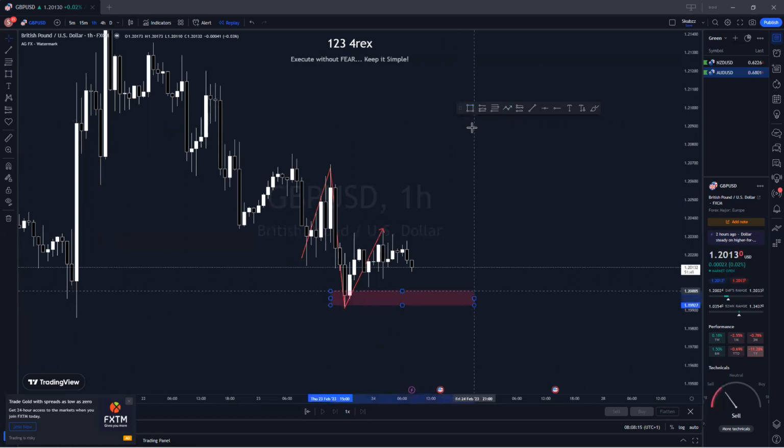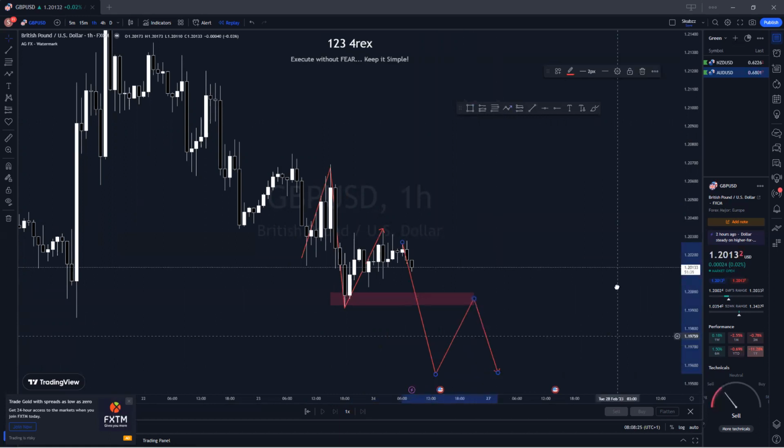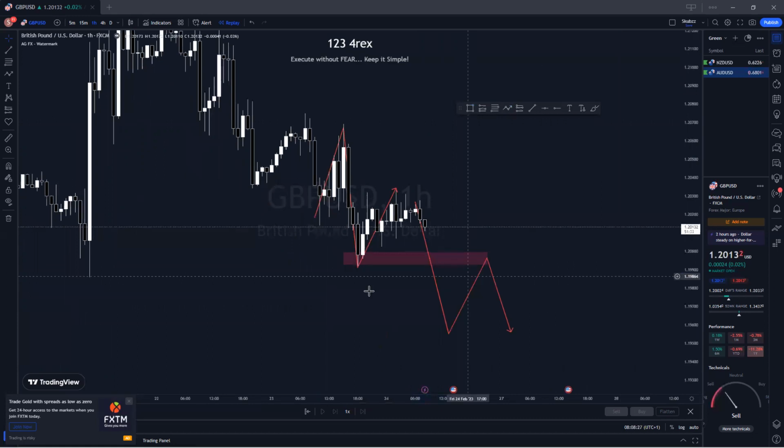So now, what can we watch out for? For price to come down, break it to the downside, for us to have what? A retest, and for us to what? Take the sell to the downside. That's basically what we'll be looking out for on GBPUSD.